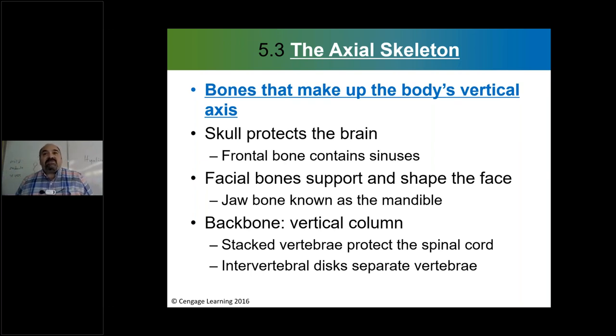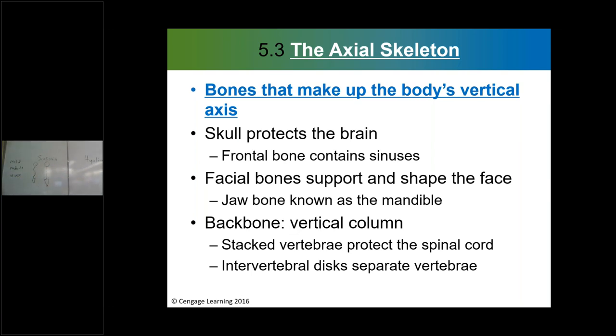All right, so the next slide discusses the axial skeleton. We have the axial skeleton and the appendicular skeleton. Now, when you think of an appendage, you think of what? The arms for the upper, the legs for the lower. The axial makes up the body's vertical axis. So the skull protects the brain, the facial bones support and shape the face, and the spinal bones, the backbone, the vertebral column, are all a part of the axial skeleton.